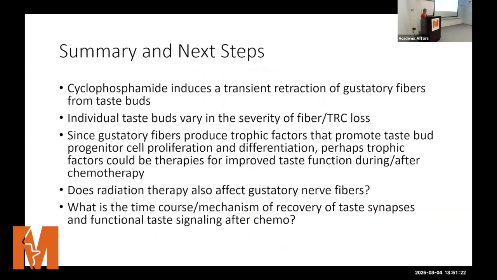So we find that cyclophosphamide induces a transient retraction. We think it's a retraction. It could be a breakage, but likely a retraction of gustatory fibers from the taste buds, and these individual taste buds vary in the severity of their fiber loss and also their taste receptor cell loss. But since gustatory fibers produce trophic factors that can promote taste progenitor proliferation and differentiation, perhaps trophic factors could also be used as therapies to improve taste function, either during or after chemotherapy.